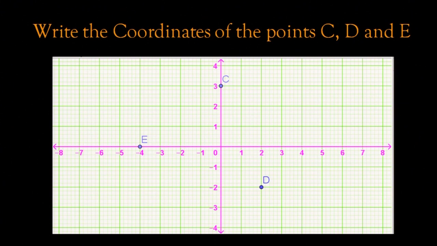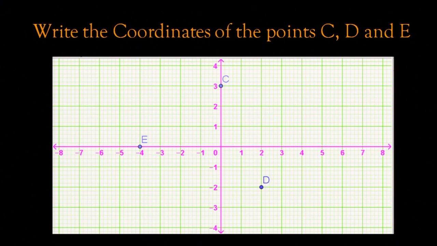What about E? Its distance from the y-axis is 1, 2, 3, 4 units and it is on the x-axis, in the negative direction of the x-axis. So its x coordinate is -4 and its y coordinate is 0. Therefore the coordinates of E are -4, 0.